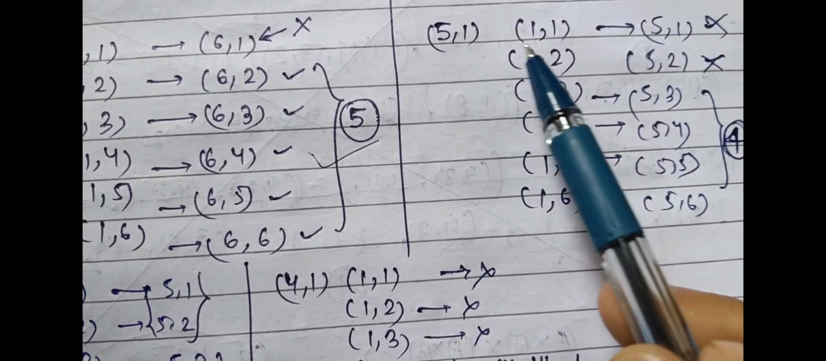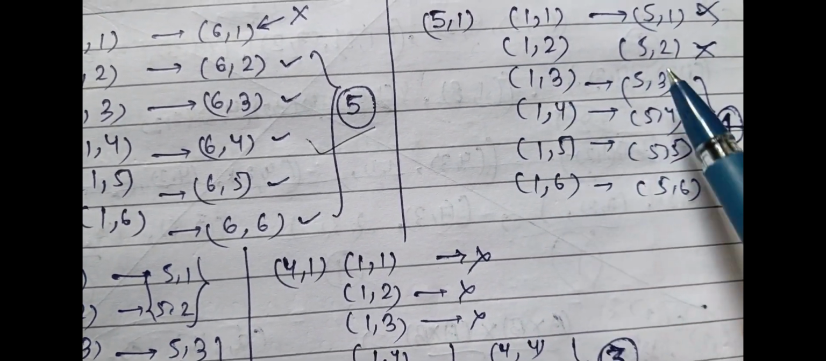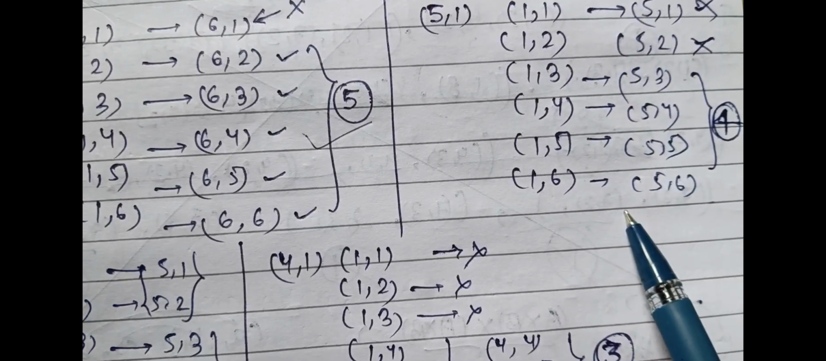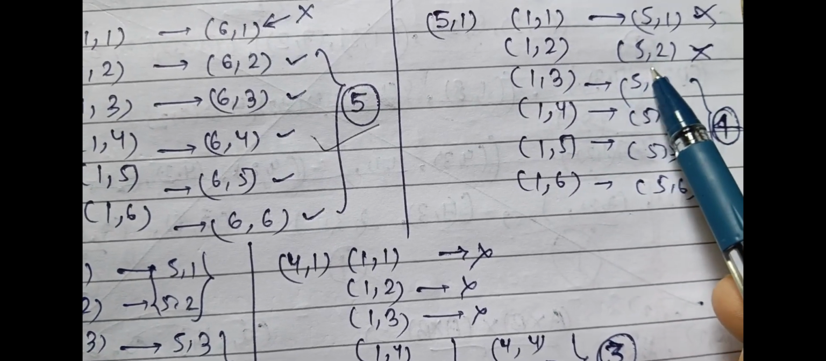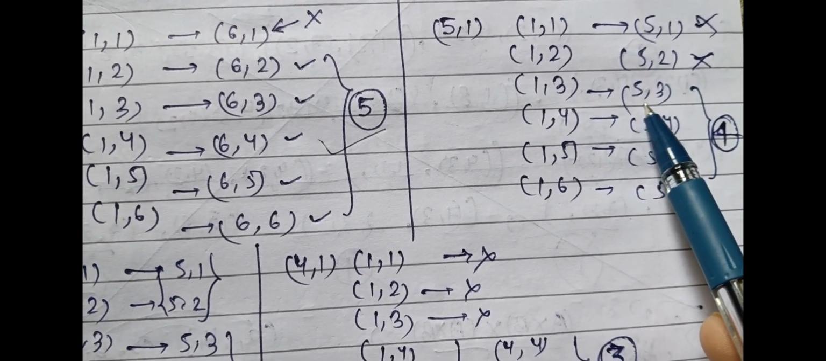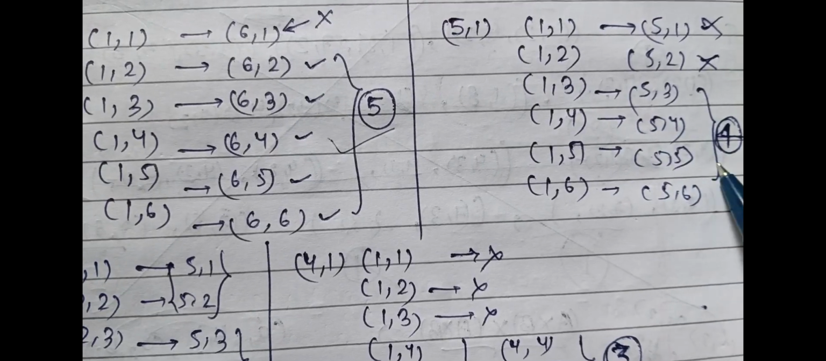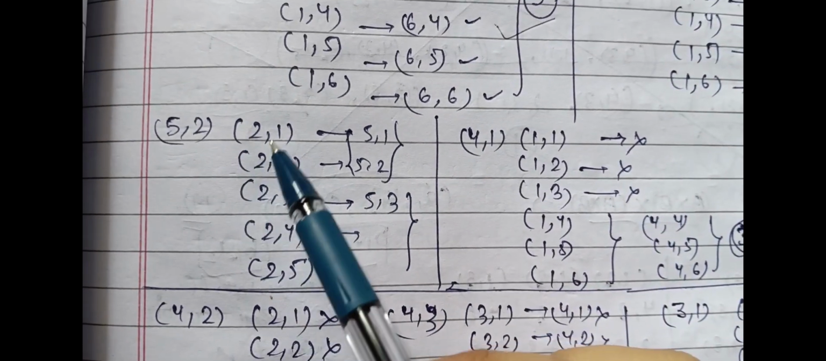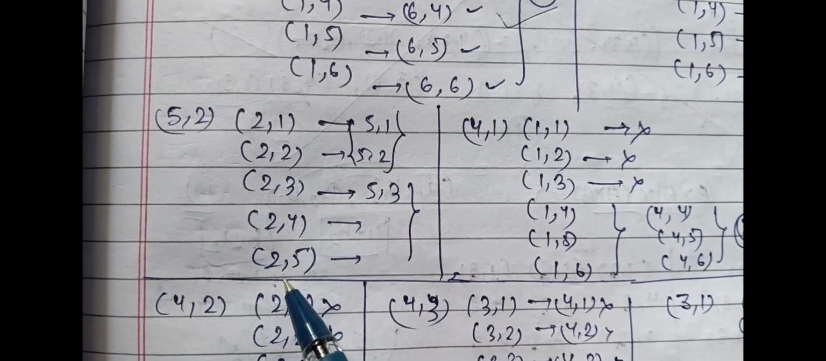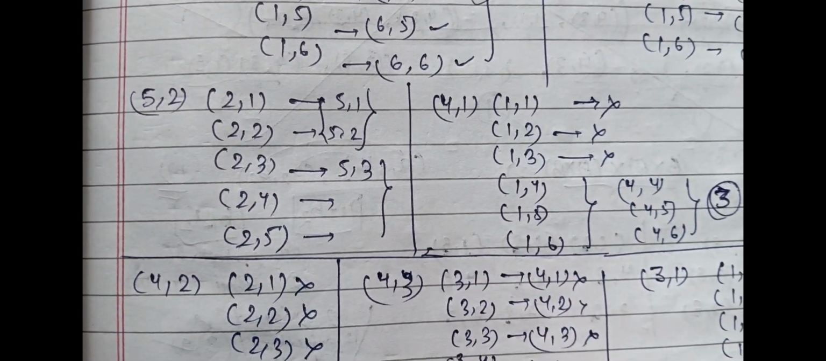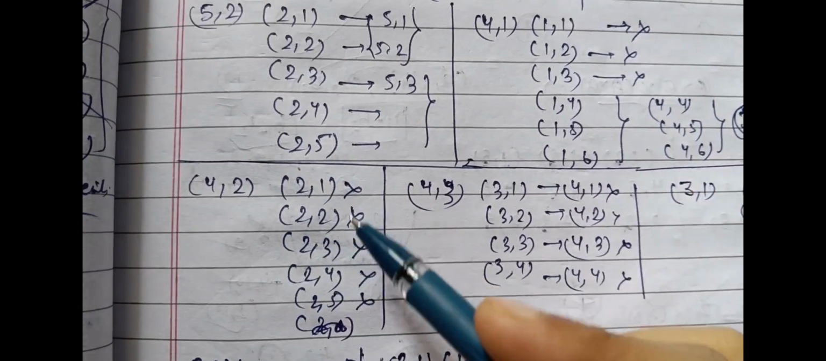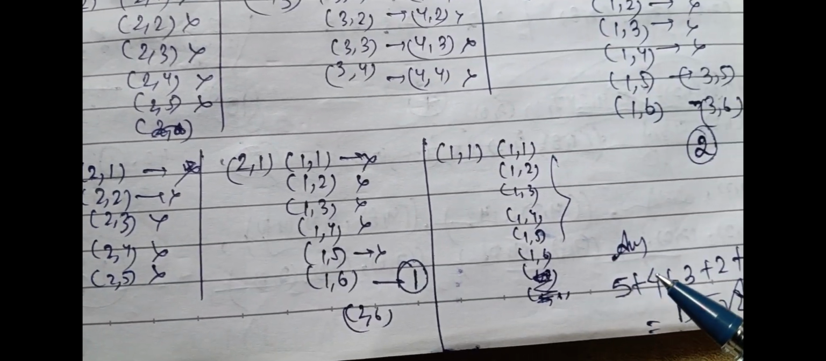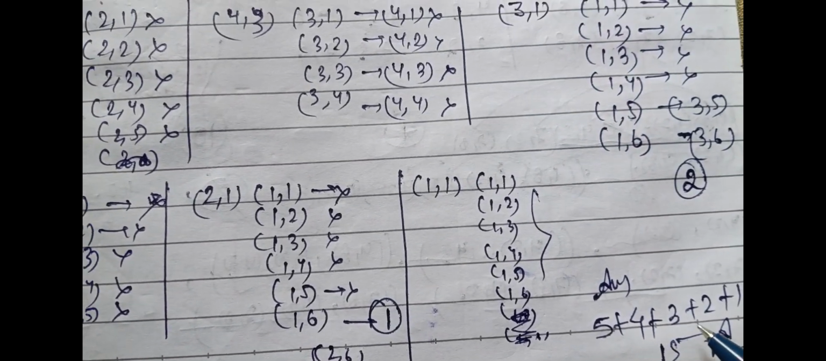Likewise, we have 5, 1, so we will check it with all these cases, and whatever is not there, we will add it. 5, 1 is there, 5, 2 is there, but 5, 3 needs to be added to make it transitive. So there are 4 such pairs which need to be added, and like that 5, 2, so 2, 1, 2, 2, 3, 2, 4, 2, 5, and here we have 3 possible cases which need to be added. And you will do this, and you will find that 15 is the answer.